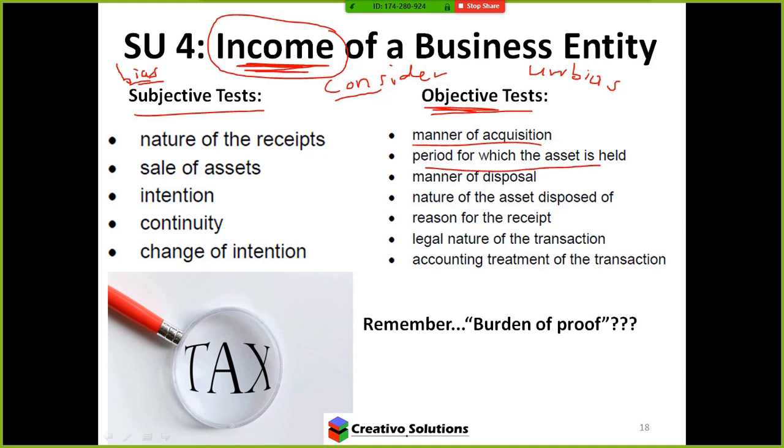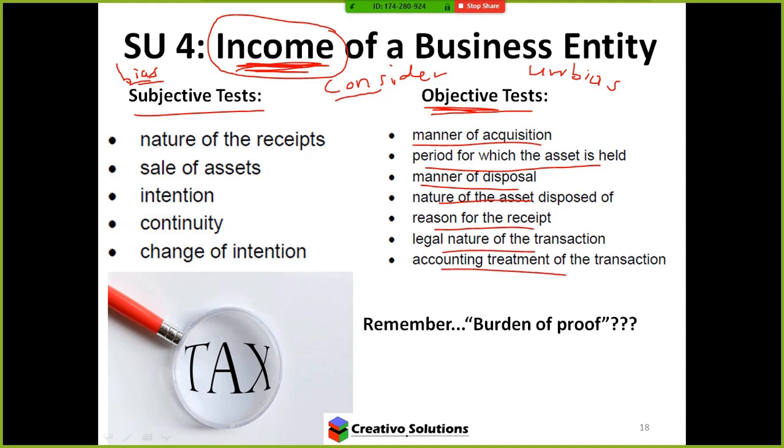Was it held for longer than 12 months or less than 12 months? If it's less than 12 months, it's probably going to be income. If it's longer than 12 months, it's probably going to be capital. Okay, a long-term asset basically. Manner of disposal, how did you sell it? Nature of the disposal, okay? Reason for the receipt, legal nature of the transaction, accounting treatment.